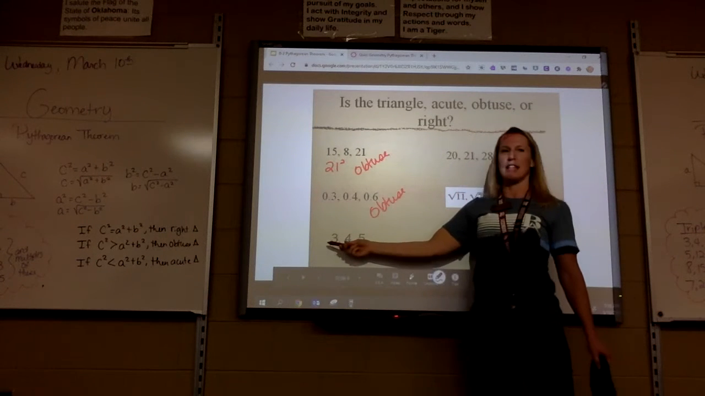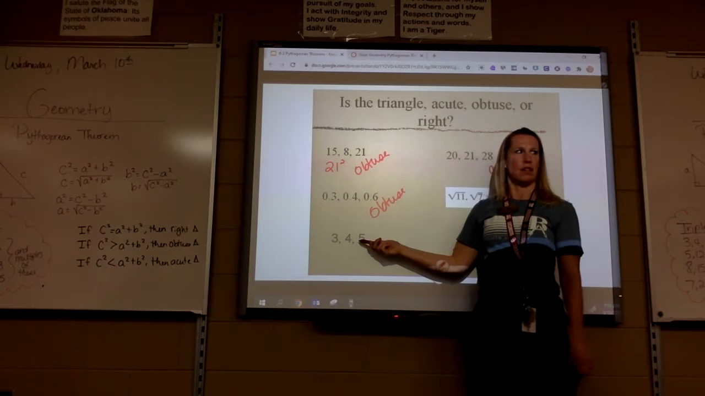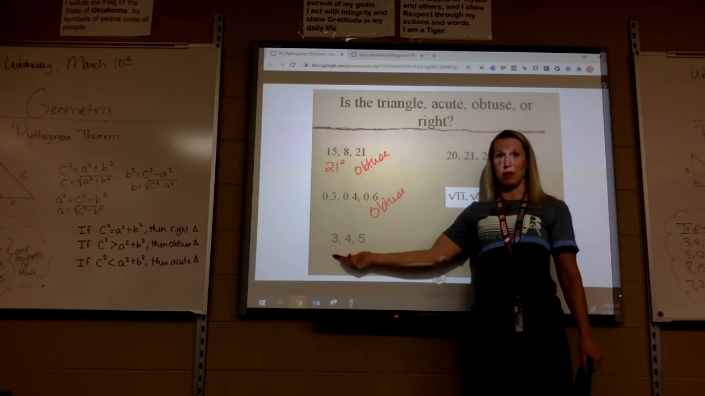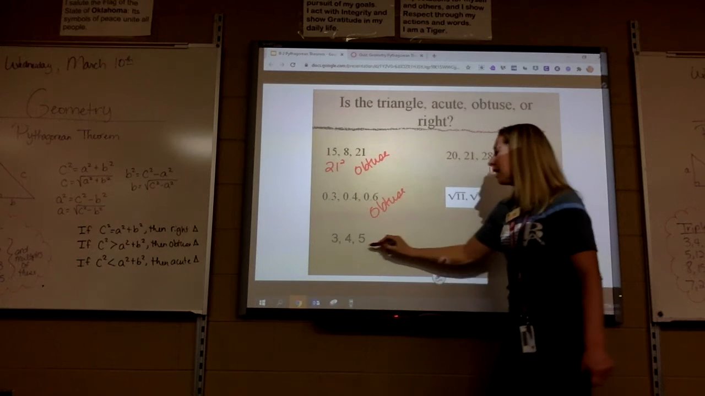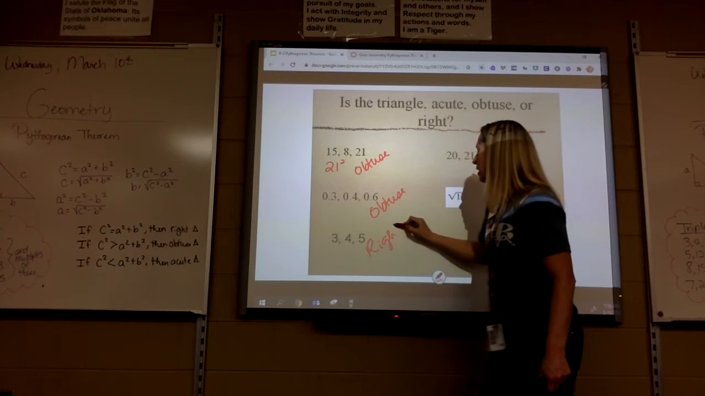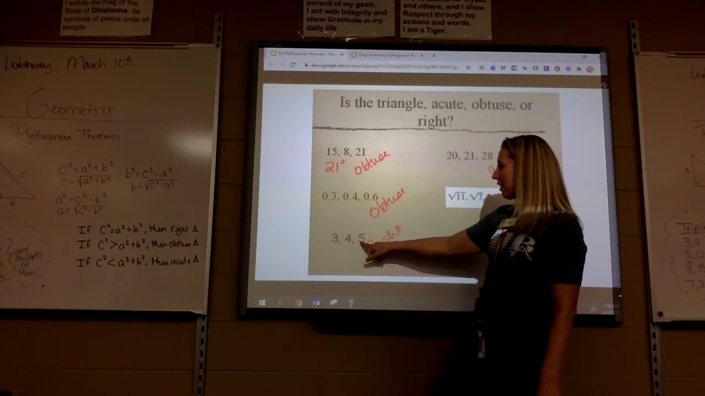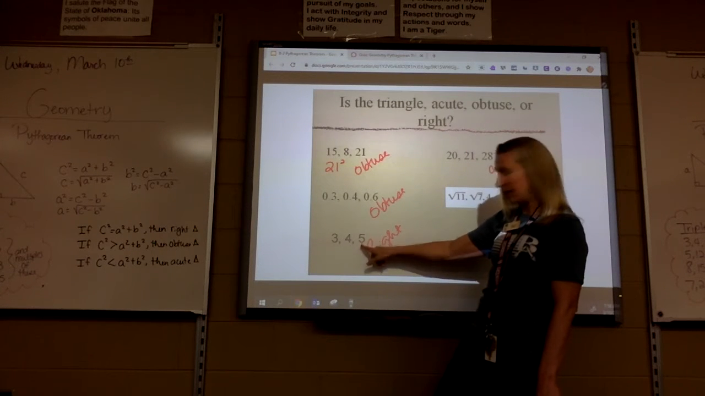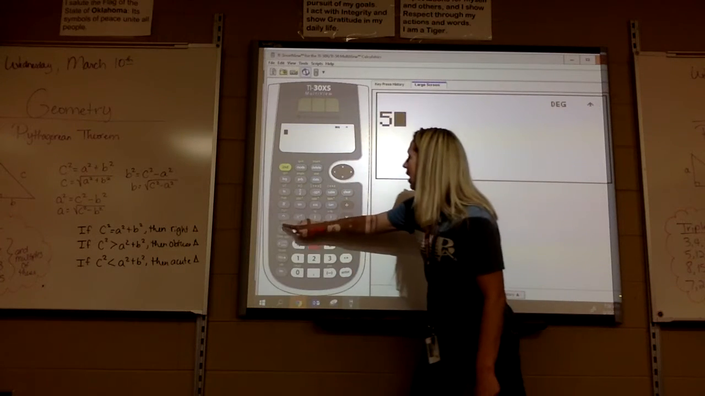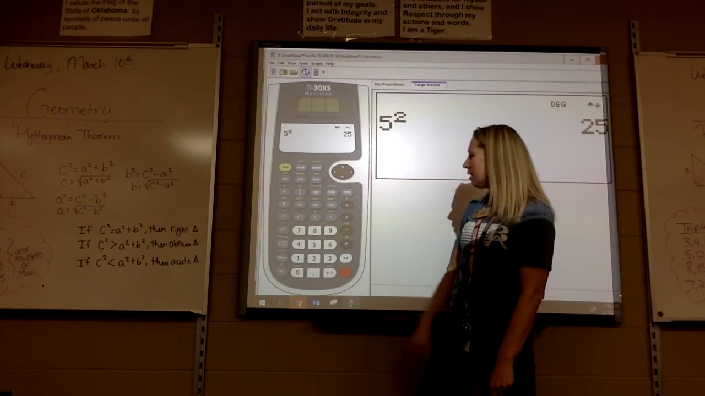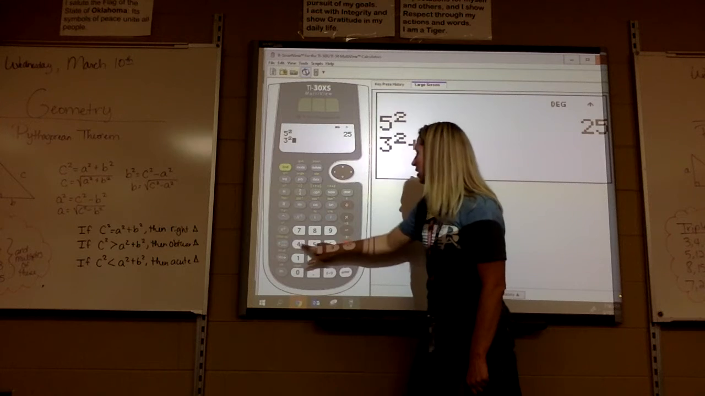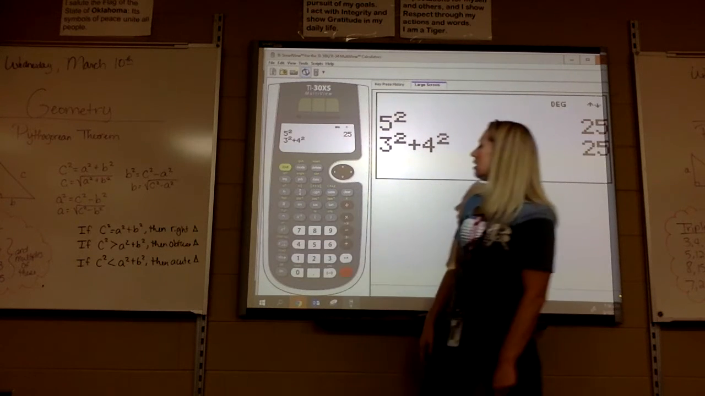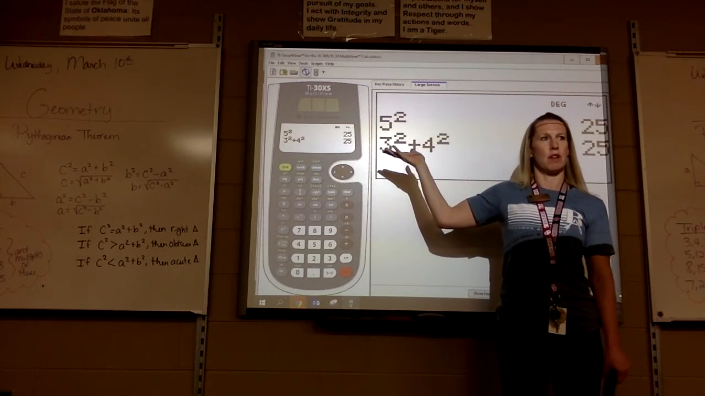Hey, look at this. That's a 3, 4, 5. Since it's a triple, it's going to be right. But let me show you, if you didn't recognize that, the 5 would be my c. So I would do 5 squared, 25, and then 3 squared plus 4 squared. And they're the same, so it's right.